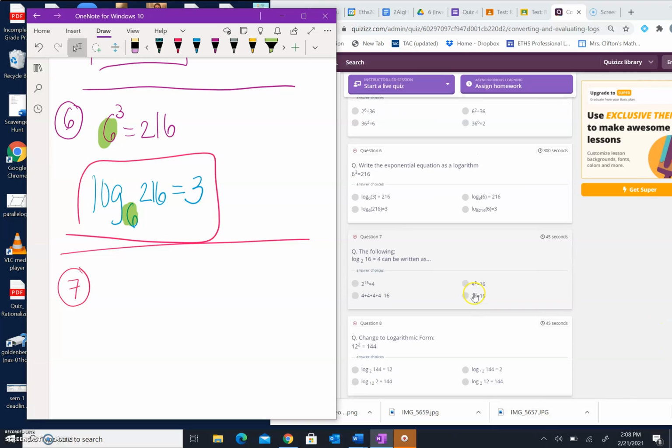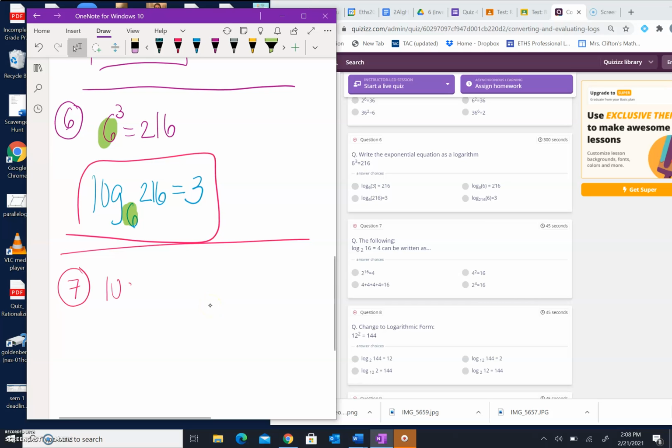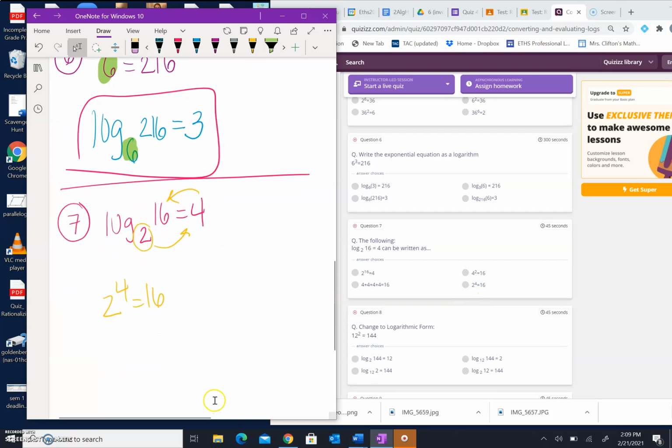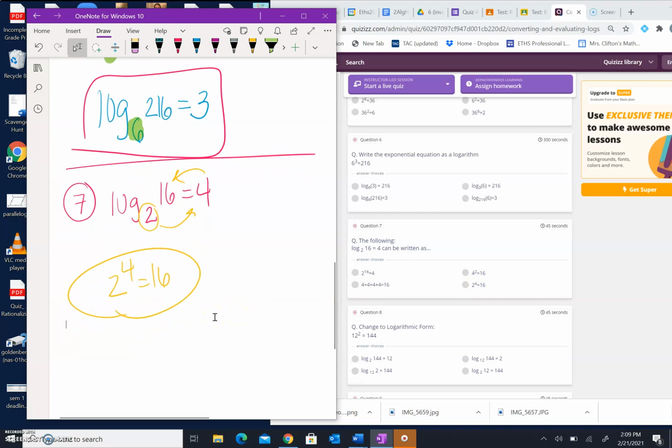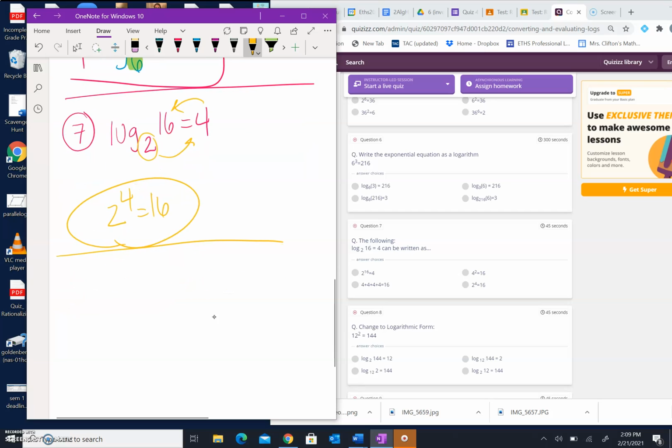Number 7, the following can be written as, see, log base 2 of 16 equals 4. So it looks like our answer choices are kind of getting us to think about the exponential ideas, right? So 2 to the 4th power is 16. And that looks like it's that option D right there. Notice some of the other answer choices are getting the 16 and the 4 mixed up, right? Knowing which one goes where. So that's one of the things that they're thinking you might accidentally do. They're thinking that might be a common mistake.